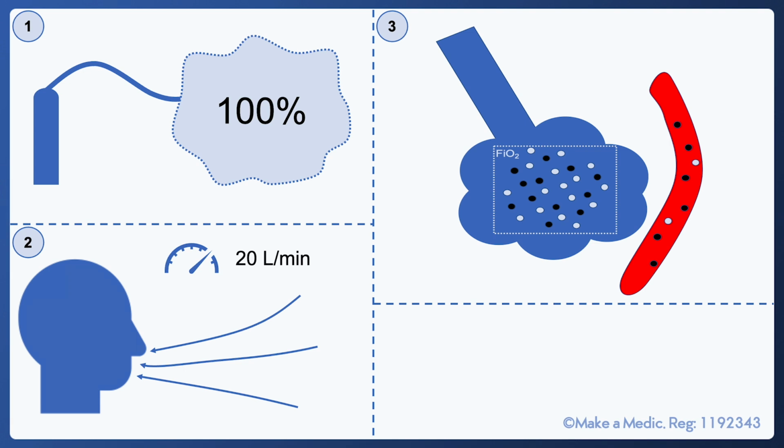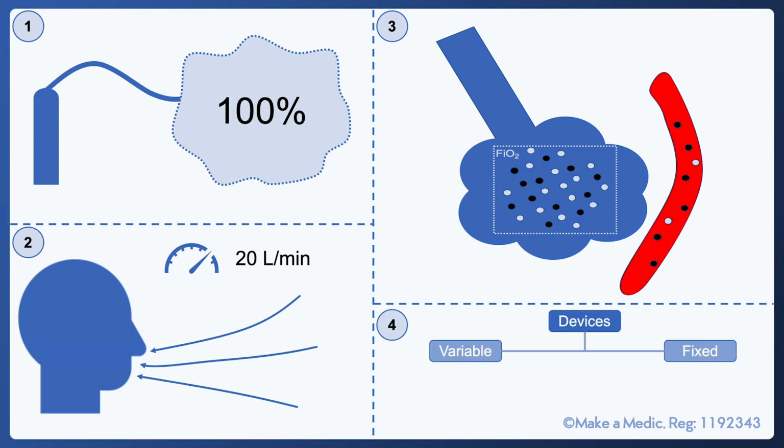Thirdly, the fraction of inspired oxygen, or FiO2, is the percentage of oxygen found within the airways. The purpose of oxygen therapy is to increase the FiO2 within the alveoli, thereby increasing the concentration gradient between the alveoli and the blood, allowing more oxygen to diffuse into the bloodstream.